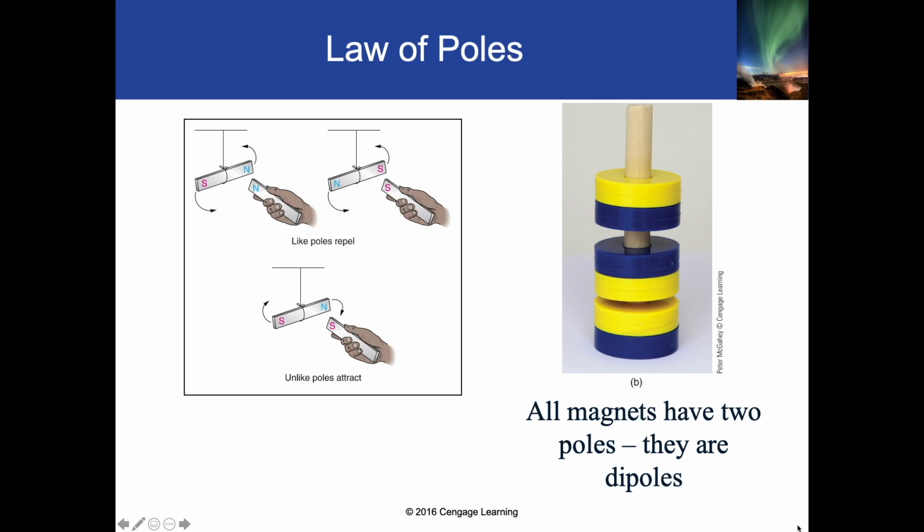So there we go. All magnets have two poles, and they are dipoles. So di means two, right? And pole means two poles, and I'm sure this is just two. So there's, I got you, I got you.